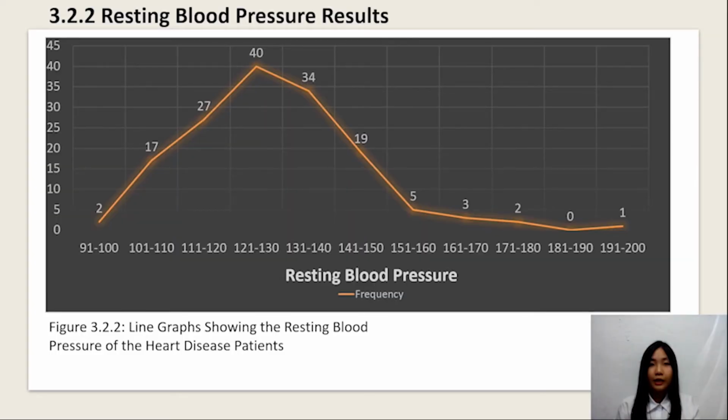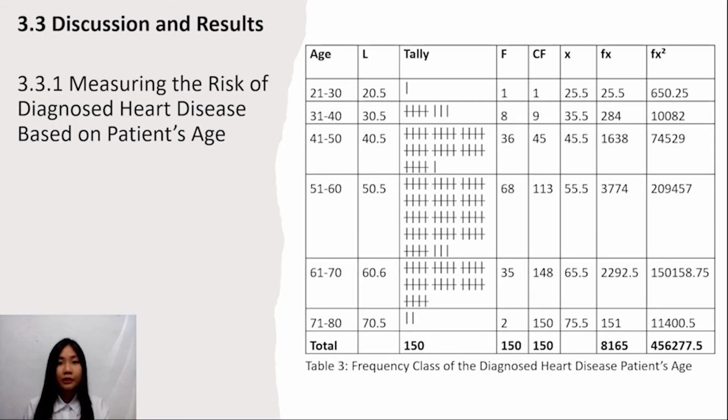Let's go to the line graph in figure 3.2.2, which shows the resting blood pressure result. Based on the figure, we can see the highest resting blood pressure range is 131 to 130 mm per Hg, which is 40 patients, occupying 26.67%. We can also clearly see that the range of resting blood pressure between 131 to 140 mm per Hg is the second highest, which is 34 patients, occupying 22.67%. Toward the end, I will expand our discussion and result.